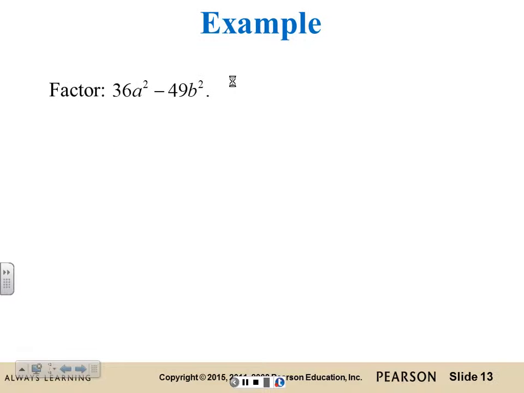Alright, let's look at this one. I have a binomial. There is nothing in common here. There's a subtraction sign, so that is the difference, and I can take the square root of each one of these. So let's do our pattern. Open up two sets of parentheses, put a plus in one and minus in the other. Square root of 36a squared is going to be 6a. Square root of 49b squared is going to be 7b.